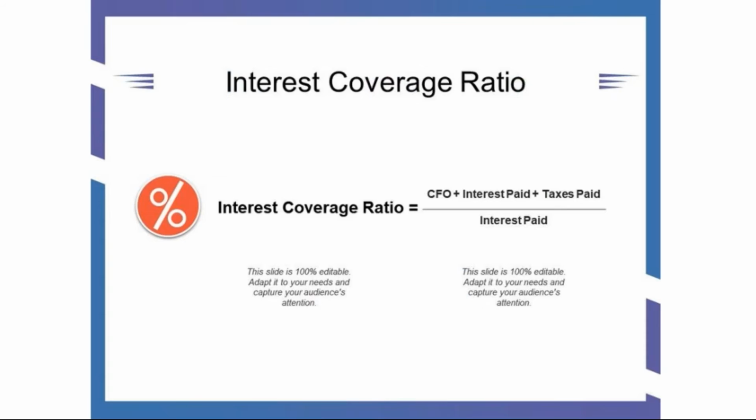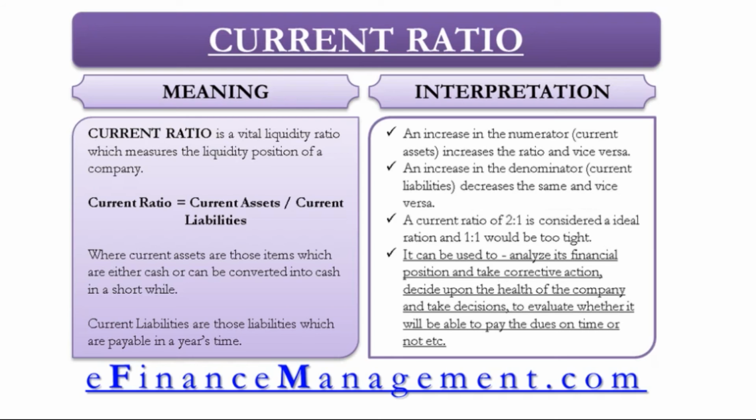Or one can use earnings before interest, but after tax, if one wants a more accurate idea about a company's solvency. Current ratio. This shows the liquidity position, that is, how equipped the company is in meeting its short-term obligations with its short-term assets.